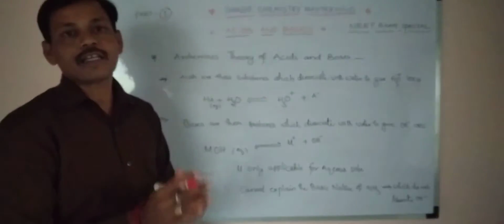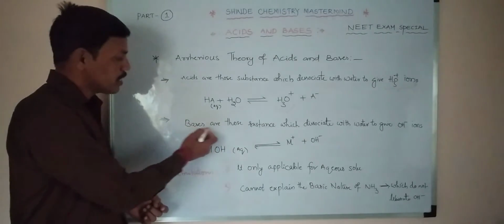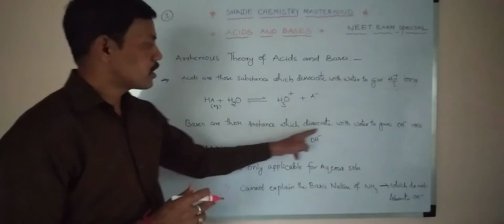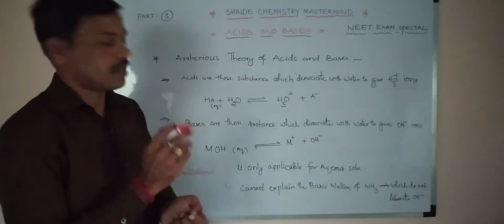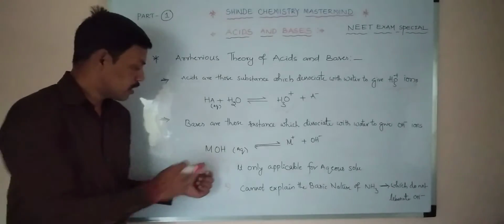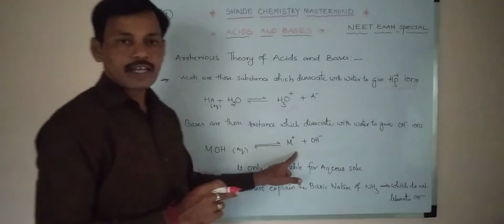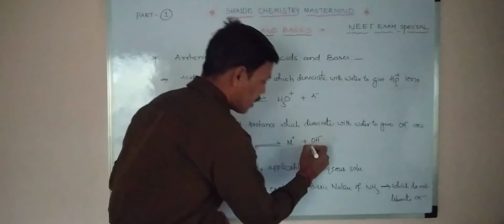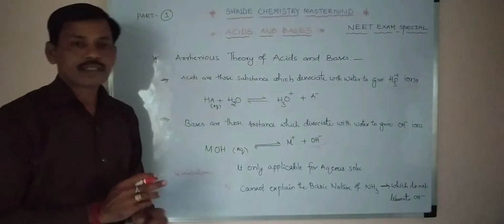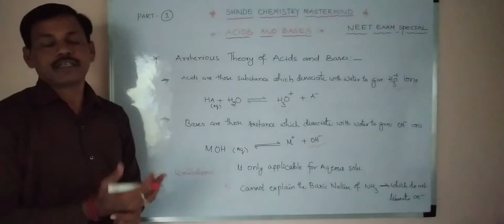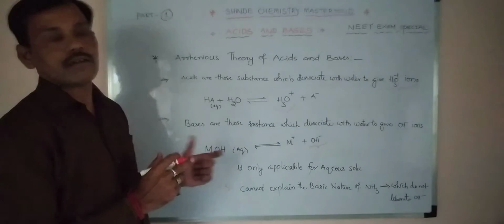Those substances which liberate hydronium ion on dissociation in water are called acids according to the Arrhenius theory. Now bases are those substances which dissociate in water to give hydroxide OH minus ion. See the reaction here: the base in aqueous condition ionizes and gives hydroxide ion. OH minus means hydroxide ion. So the substance is called a base.